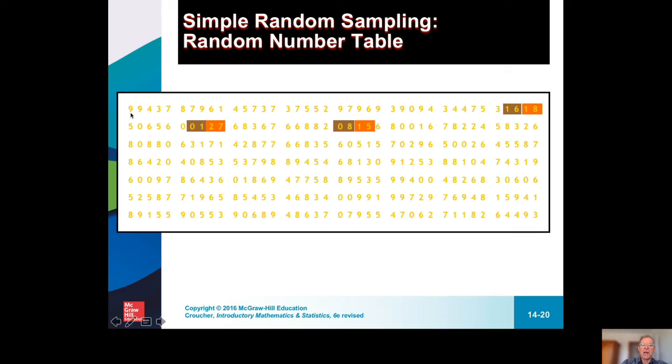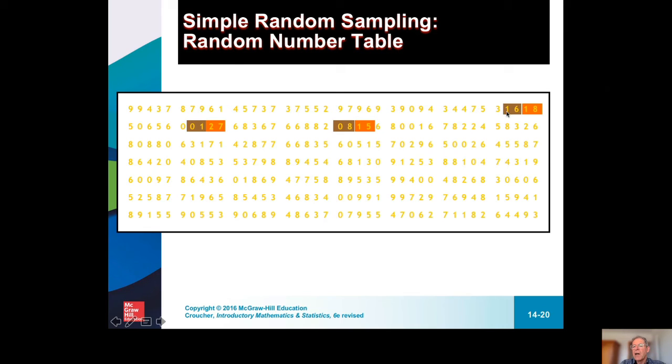We might choose to start at the top left-hand corner. We don't have to. We could start here if we wanted to. But let's imagine we started here and we start going. We say, well, 99 is too big. It's not going to fit. 43 is too big. That's our sample, 0 to 30. 78, too big. 79, too big. 61, too big. 45, 73, 73, 75, 52, all outside our clients that are numbered 0 to 30. 97, 96, 93, 90, 94, 34, just outside our sample.